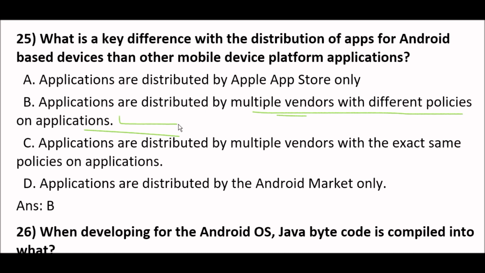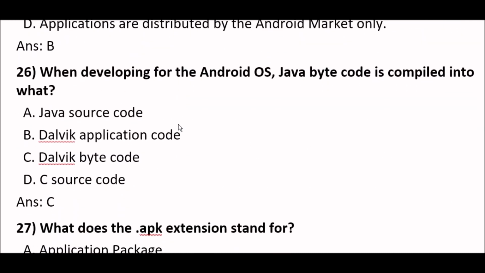Okay. Next question. When developing for the Android operating system, Java bytecode is compiled into what? Option A, Java source code. Option B, Dalvik application code. Option C, Dalvik bytecode. Option D, C source code. Right answer is option C, Dalvik bytecode. Okay. When developing for the Android operating system, Java bytecode is compiled into Dalvik bytecode.